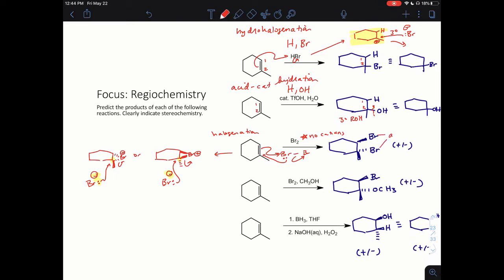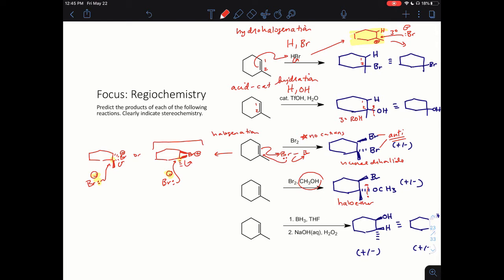Really key to remember that we have this anti-addition of the bromines because of this key step with the bromonium ion. Now, the next reaction, really similar reaction. This is halogenation, but in the presence of an alcohol, and so it will form this vicinal halo ether. Whereas in the previous example, we observed a vicinal dihalide.